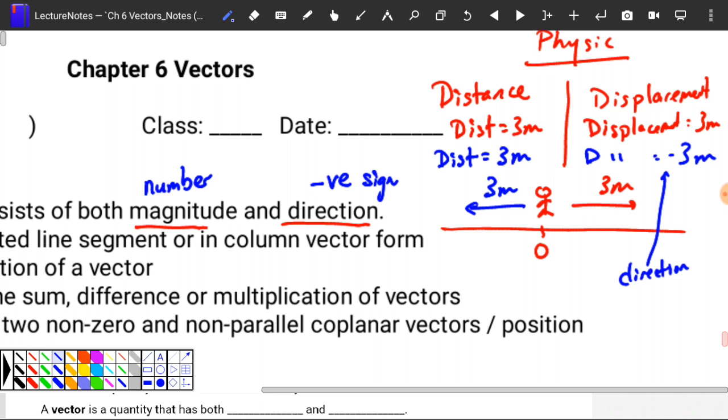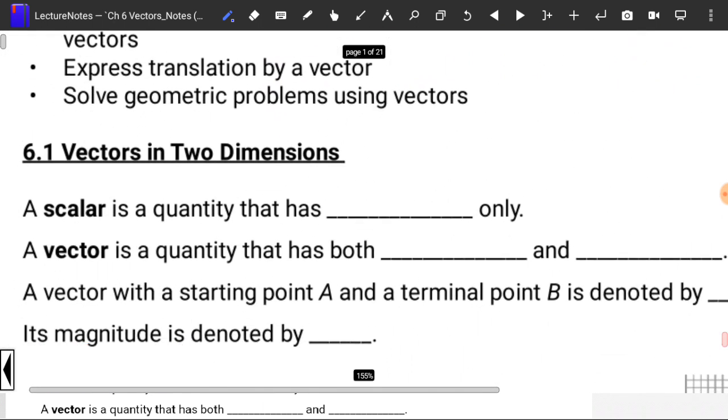Is it something like a graph? Yes, you can see positive x and negative x, positive y and negative y. Okay? So then we start.